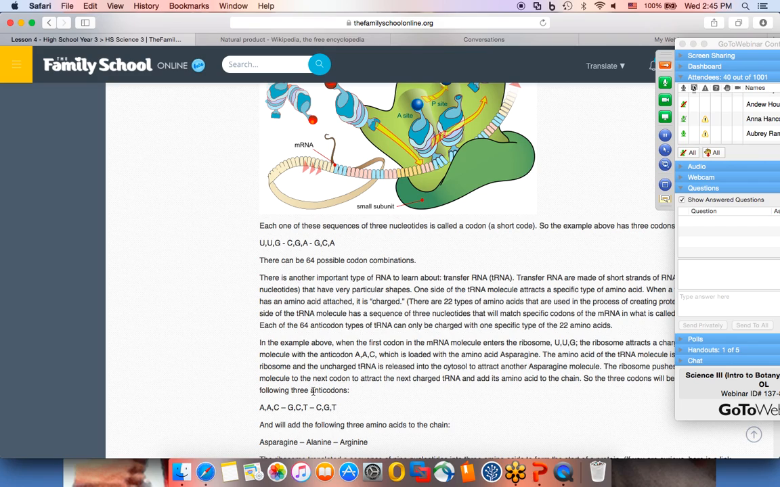No problem. So it's called an anticodon. An anticodon is the reverse code of what you read there. So for example, here in the lesson, can you see the screen?